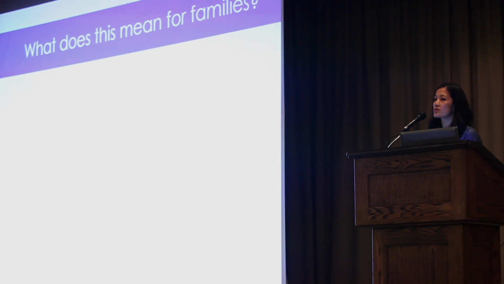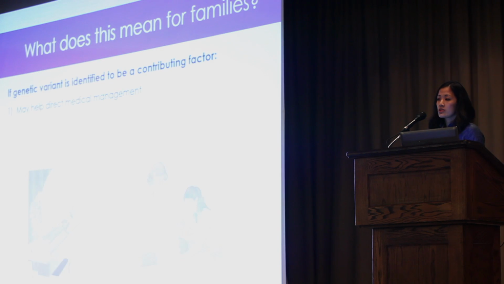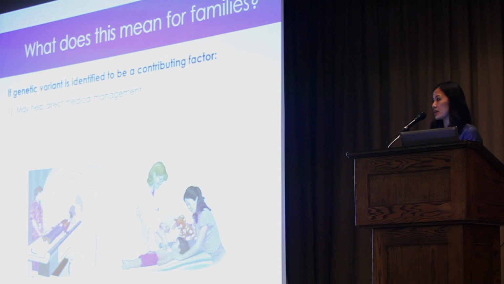So in this next section, I'll talk about, so what does this mean? I'm talking about variants and identifying changes, but to families, how does that benefit you? If we identify a variant that we think is contributing to the autism spectrum disorder or the related disorders in the family, this might help direct medical management. So for example, if we know that a certain group of individuals with the same genetic contributing factor also have seizures, heart disease, or are at increased risk for obesity, then we can make recommendations in order to get screening for these associated conditions so that it can direct the care for that child.